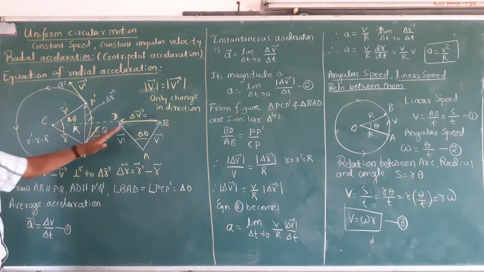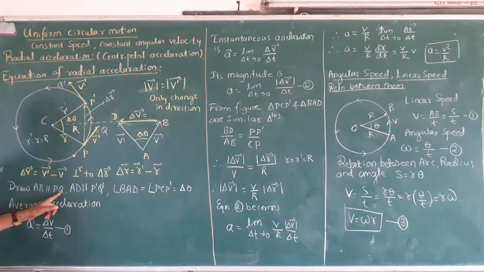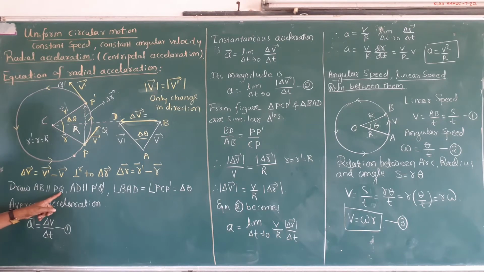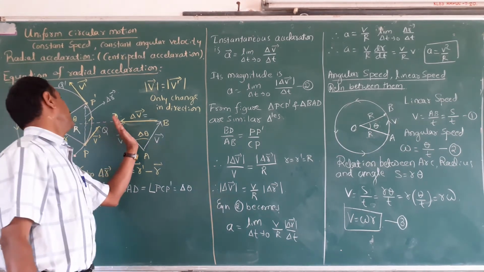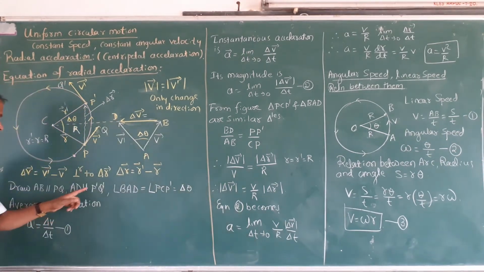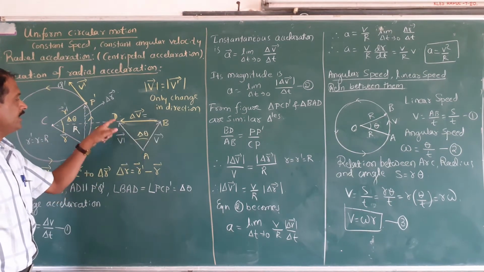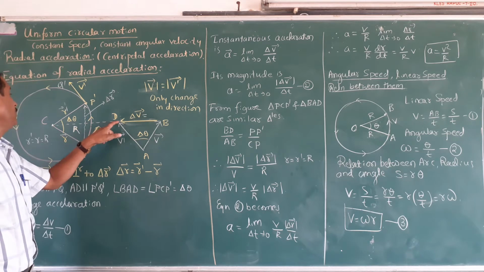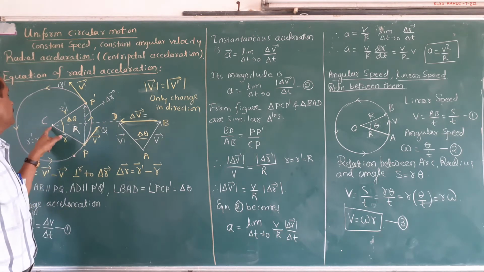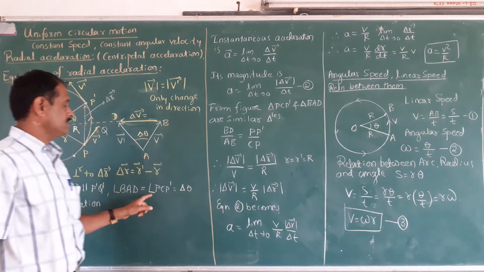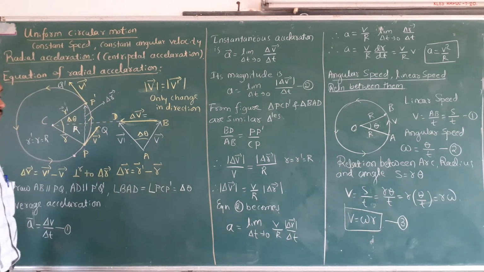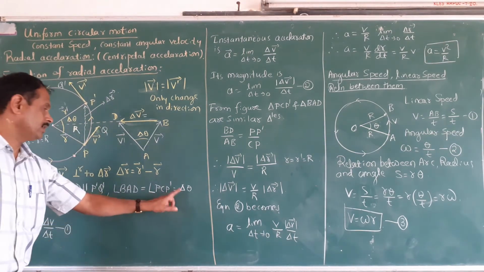This is AB, parallel to PQ. Then AD is parallel to P dash Q dash. Angle BAD is equal to angle PCP dash, equal to delta theta.